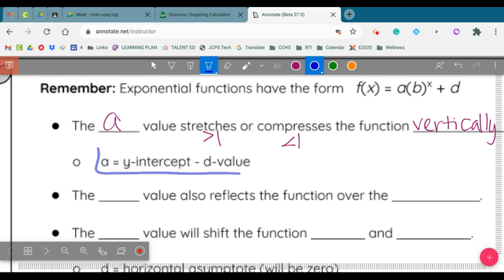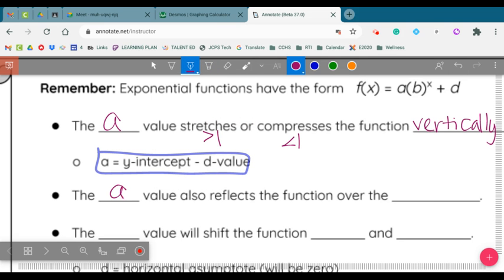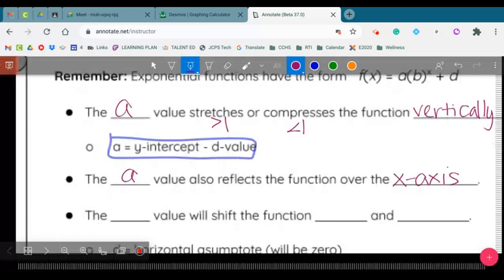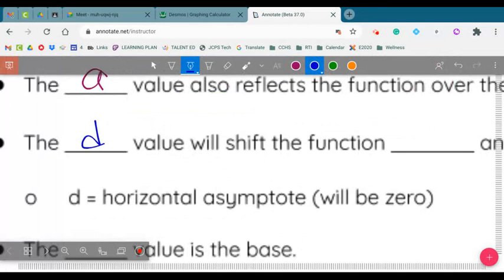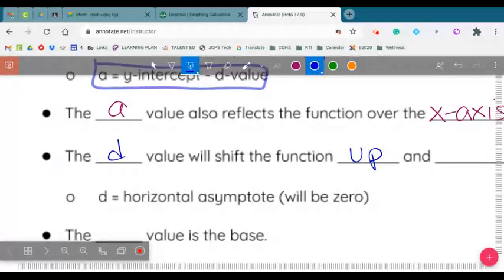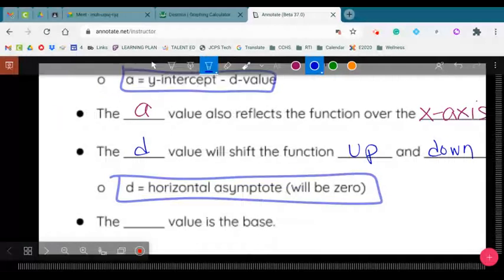Remember that your a value is your y-intercept. The a value also reflects the function over the x-axis, so this is if your a value is negative. The d value shifts your function up and down. And remember, our d value we find from our horizontal asymptote. So whenever we're writing equations, our horizontal asymptote is always going to be 0.